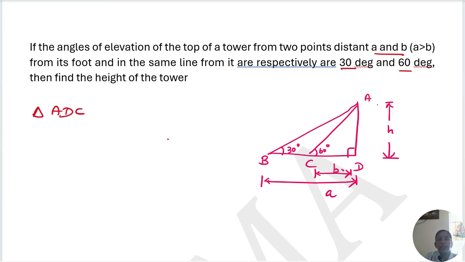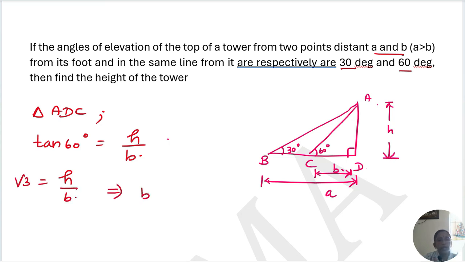In triangle ADC, the value of theta is 60 degrees. So tan 60 is equal to h divided by the base b. So root 3 is equal to h divided by b. From here you can calculate your b value. b is h divided by root 3. So this is the first equation.